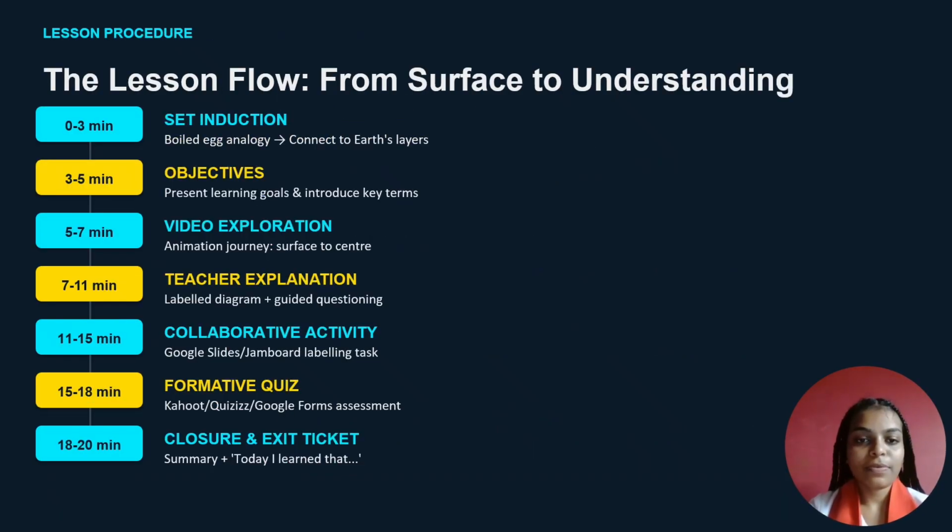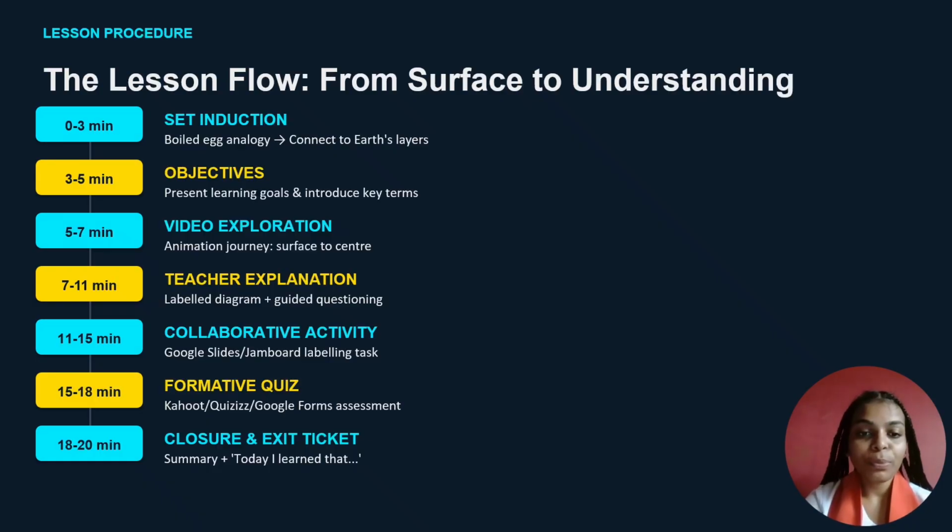Okay, then we move on to the lesson flow, from the surface to understanding. We have our introduction, whereby we introduce the topic, give the definition, and allow the students to brainstorm what they think the lesson would be about. Then we have the objectives, where we state what we want the students to know, and key terms, if we want them to identify or describe.